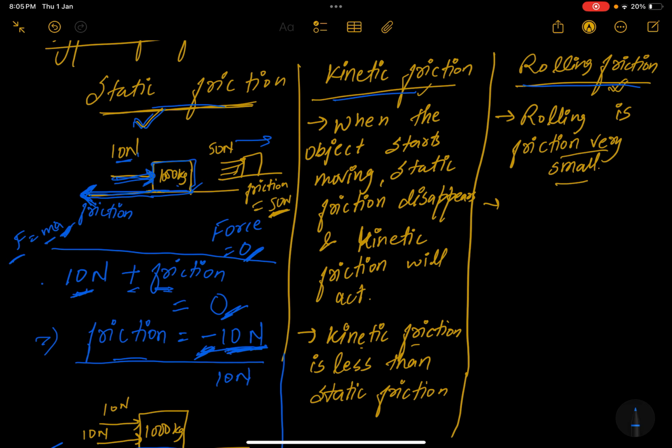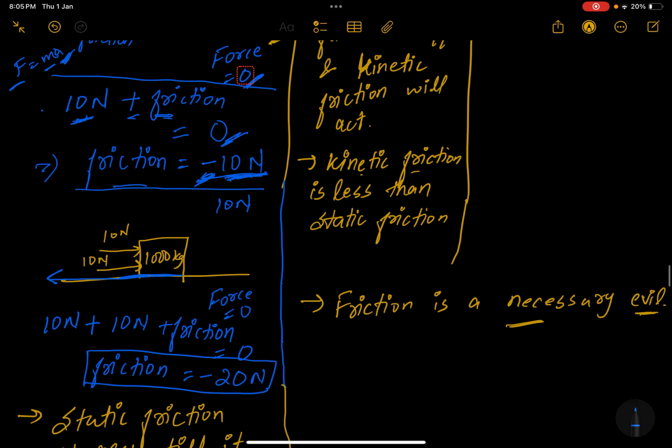Let's say I take one of my friends and we both are trying to push this object. So I am applying 10 Newton of force and my friend is also applying 10 Newton of force. Then we again apply Newton's second law.